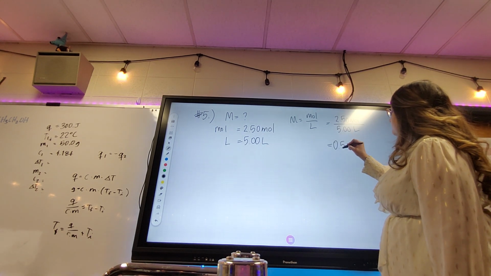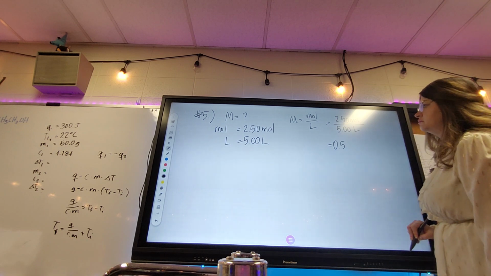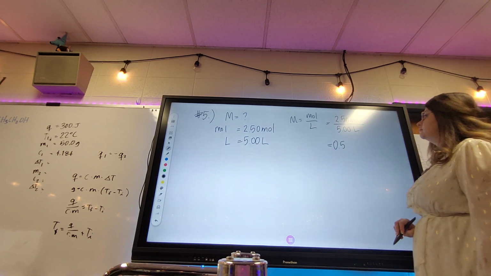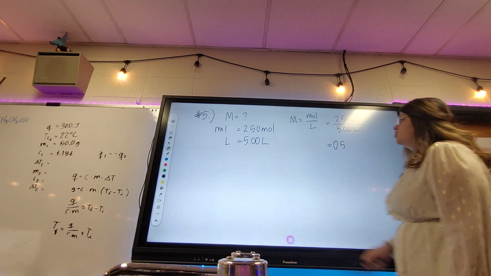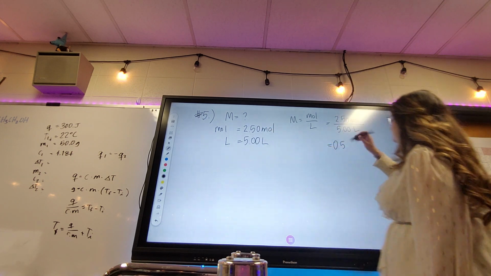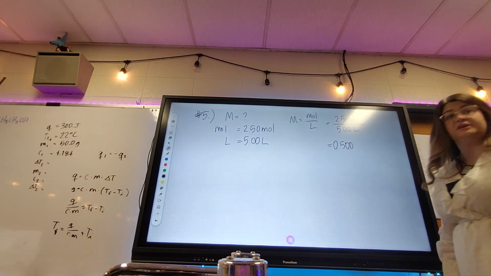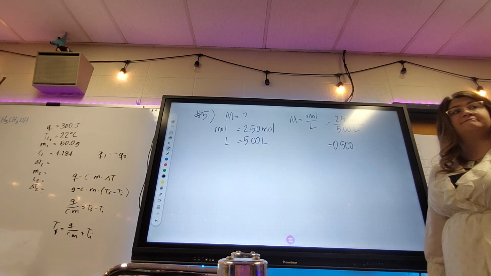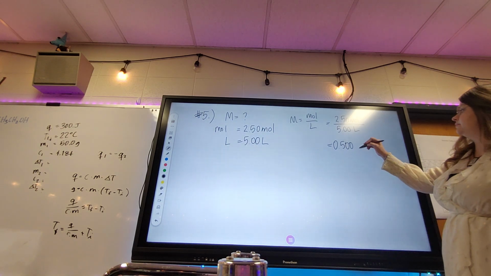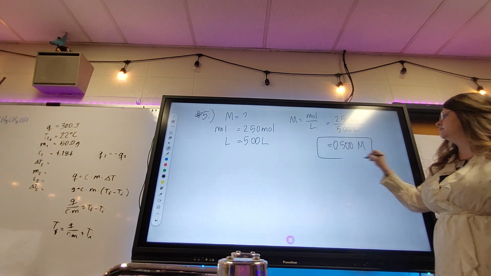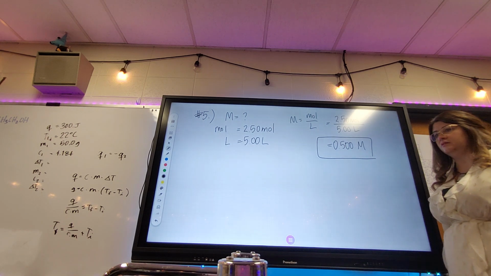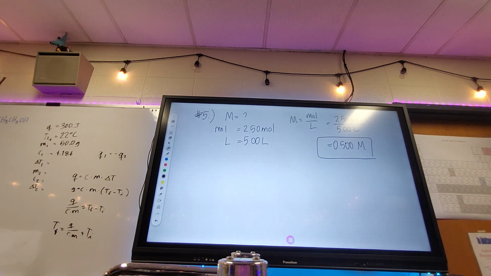Okay, so 2.5 divided by 5 is, how many significant figures should we have? We should have 3. There are 3 here, 3 here, 3 here. And then what's my unit? Big M. And that's your answer. Now that's pretty easy, right?